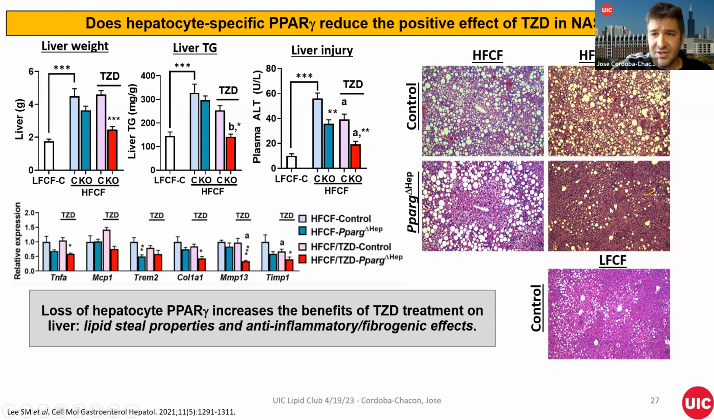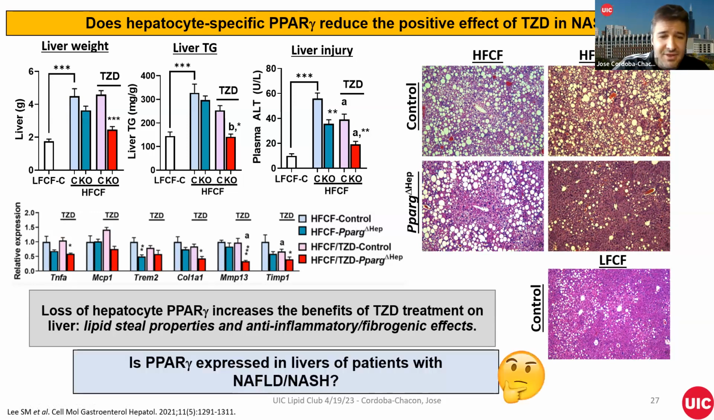Here in the histology, you can see that these mice that were maintained on the NASH diets and were treated with TZD, we can reverse the phenotype almost to the level of the low-fat diet, and that was associated with a reduction in some inflammatory and fibrogenic genes.